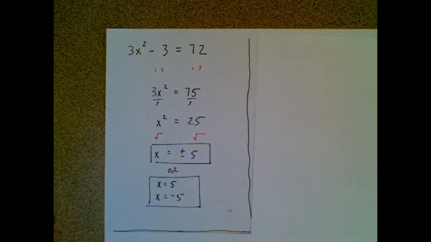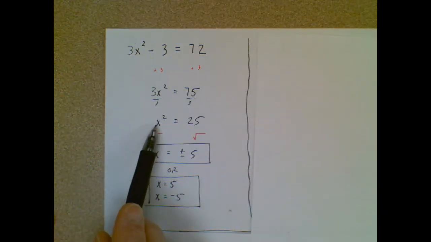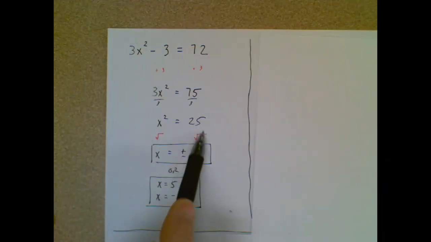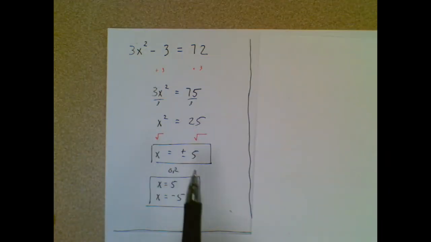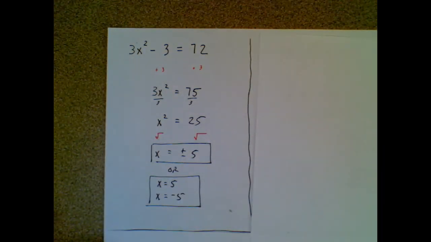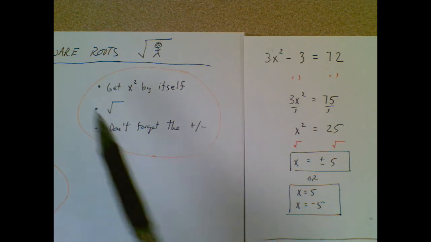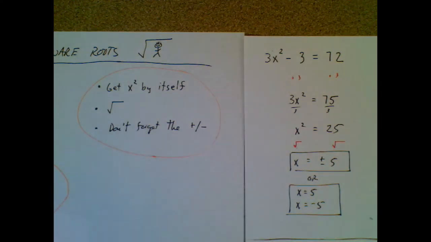Now that I have x squared by itself, I square root both sides, square root the left, square root the right. Hey, I didn't forget the plus or minus 5, or x equals 5, x equals negative 5. You'll notice that all the steps I did right here, I was following these 3 bullet points: x squared by itself, square root both sides, and don't forget the plus minus.